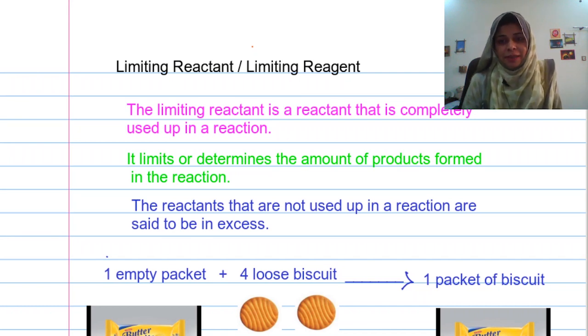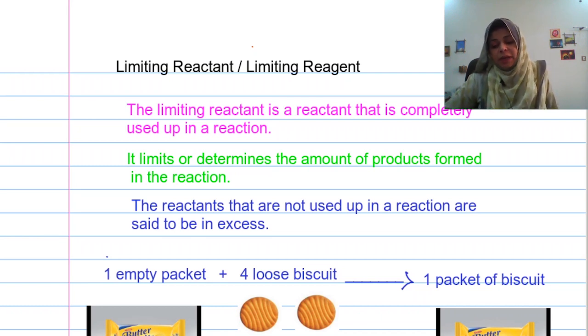What basically is a limiting reactant? Limiting reactant or limiting reagent is the same name for the same thing, right? So we can use the word limiting reactant or limiting reagent. Here is the definition: the limiting reactant is a reactant that is completely used up in a reaction. It limits or determines the amount of products formed in the reaction. The reactants that are not used up in a reaction are said to be in excess.